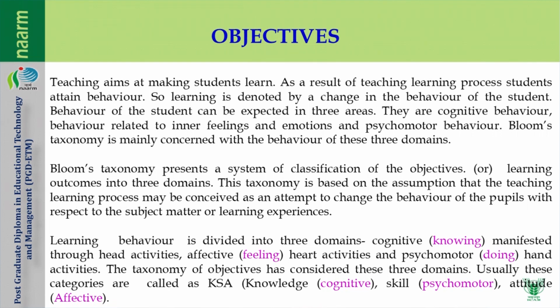The first domain is cognitive domain, which is related to head activities of the students. The second domain is affective domain, which is related to heart activities, and the third domain is psychomotor domain, which is related to hand activities. Learning behavior is divided into these 3 domains, and this classification is also known as KSA: knowledge, cognitive, skill, psychomotor, attitude, affective. In the first domain, Bloom has arranged the objectives or the learning levels in this way.